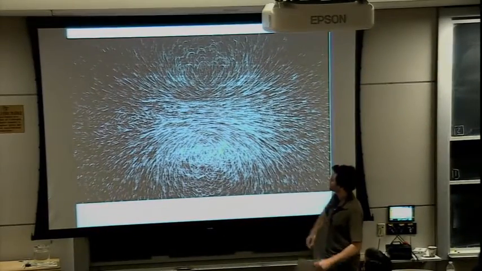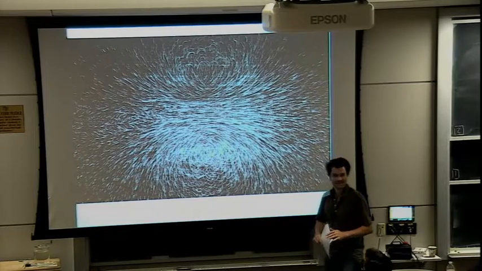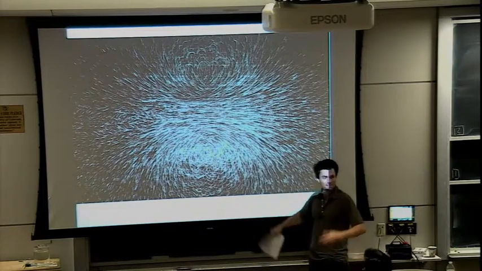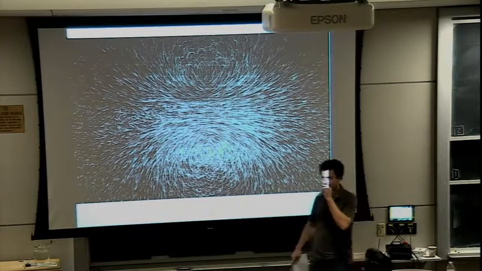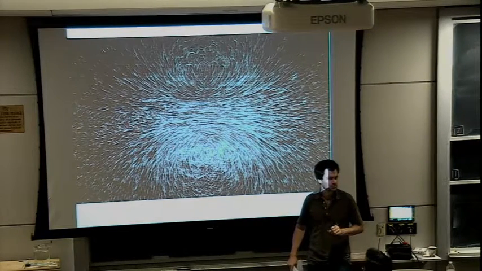Okay, so this is the same picture as we had before. And what you can see is that with this flow, which is varying in time, it's a very messy picture. It contains some very useful information, but it's a messy picture in this particular case.